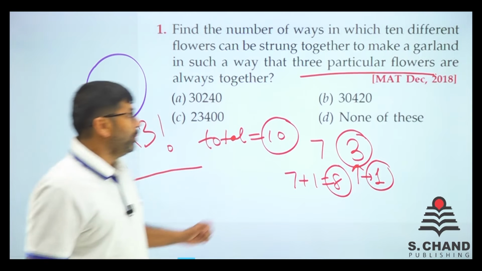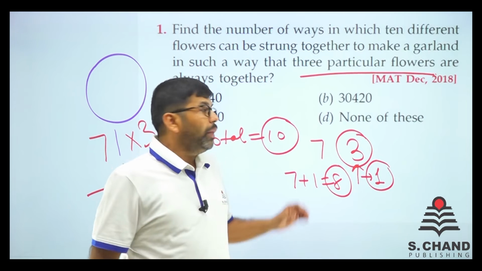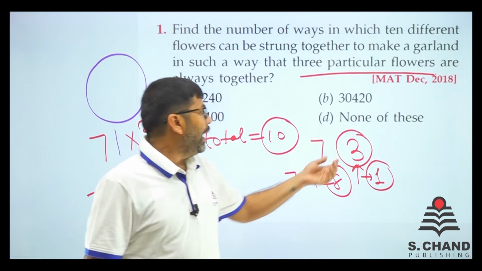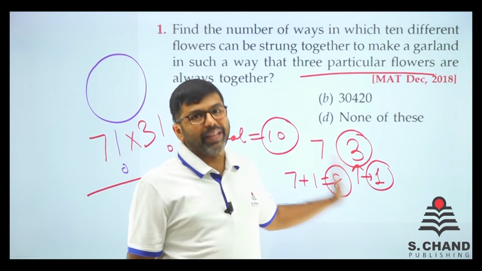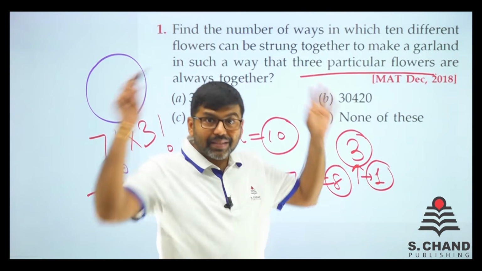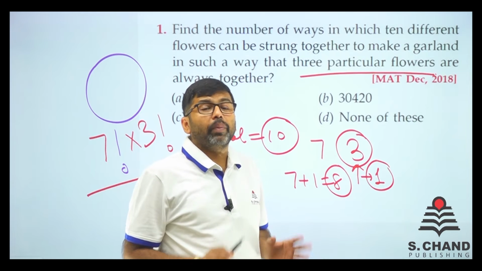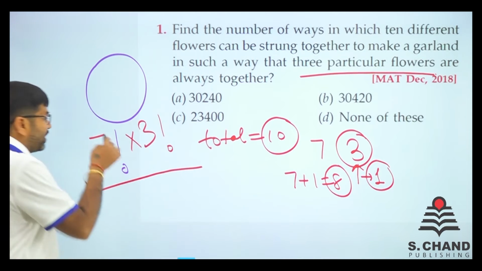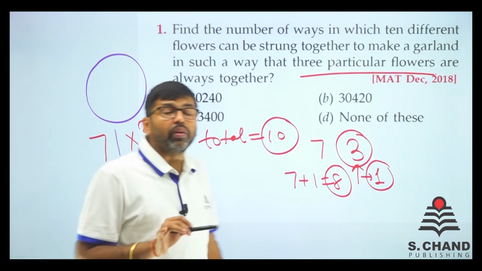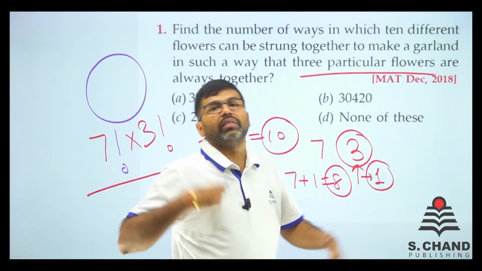You need to remember that totally there are 8 different types. Why? Because 7 are totally different and 3 are clubbed together, so it becomes 1. So 7 plus 1 is 8. Now if it is a circular arrangement, the formula is simple, like 8 minus 1 factorial, that is 7 factorial. So we put 7 factorial here, 7 factorial into 3 factorial. Why? Because 3 can be arranged in different ways.